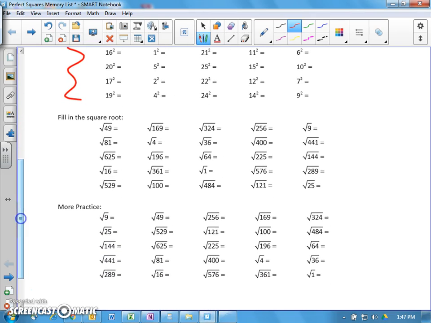Okay, we've given you 2 sets of square roots to practice the same way. So you'll go through, do one set, I would wait a day or so, do the second set. That way you're getting constant practice on this.